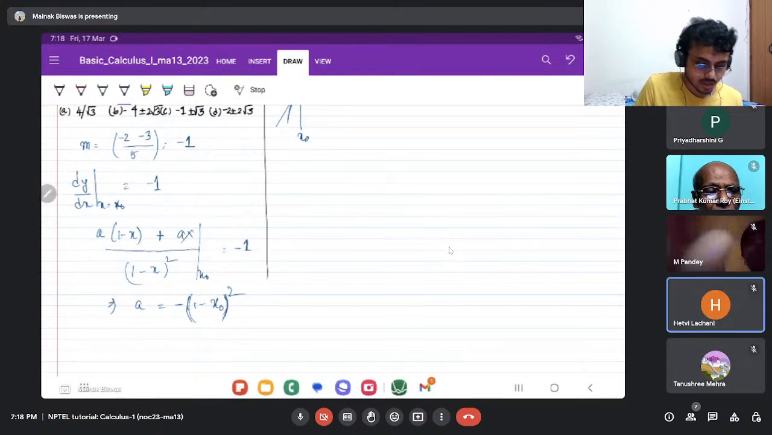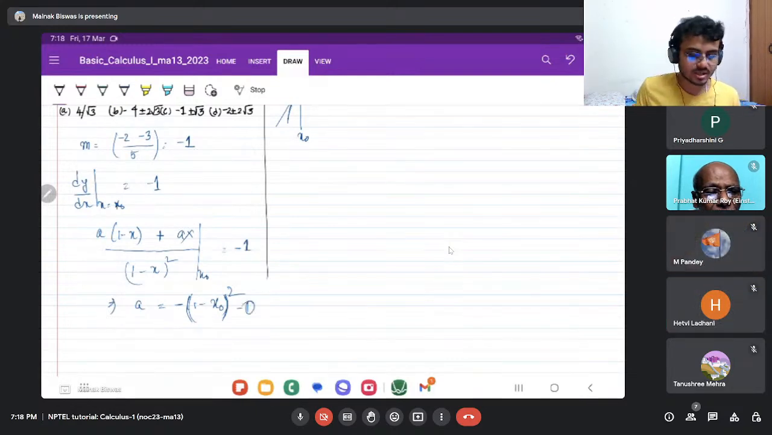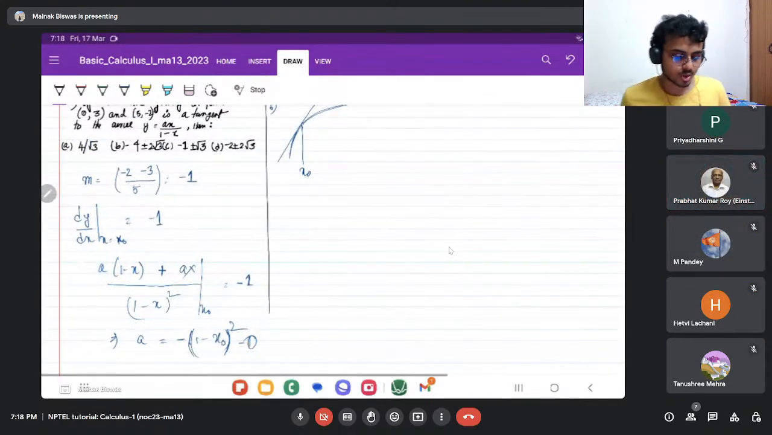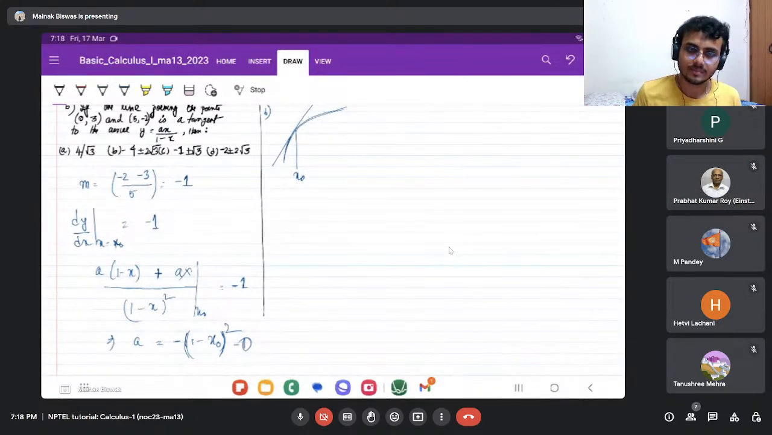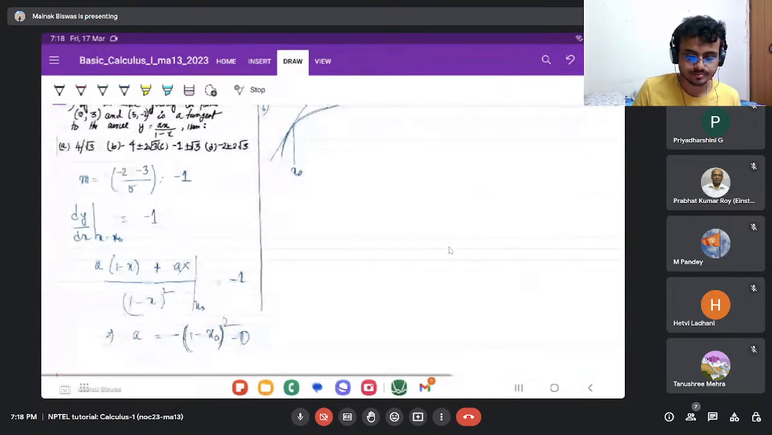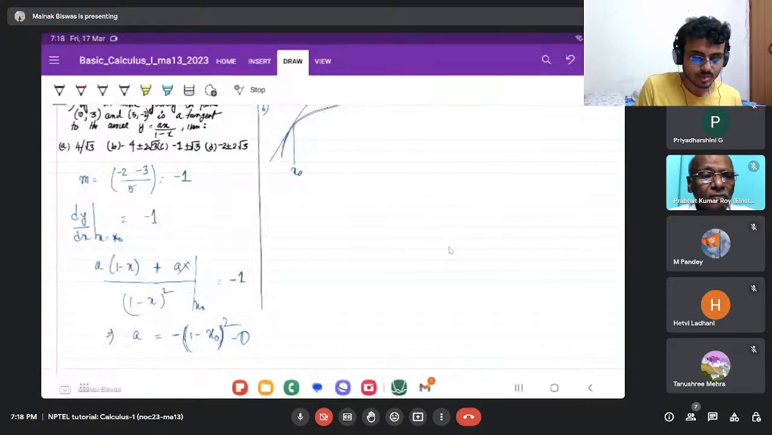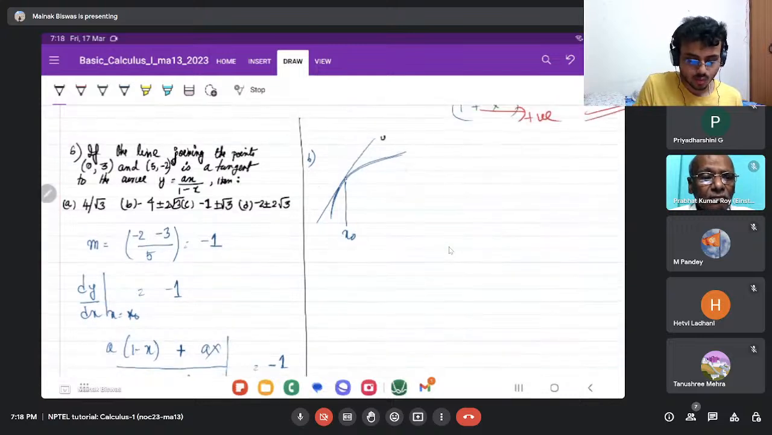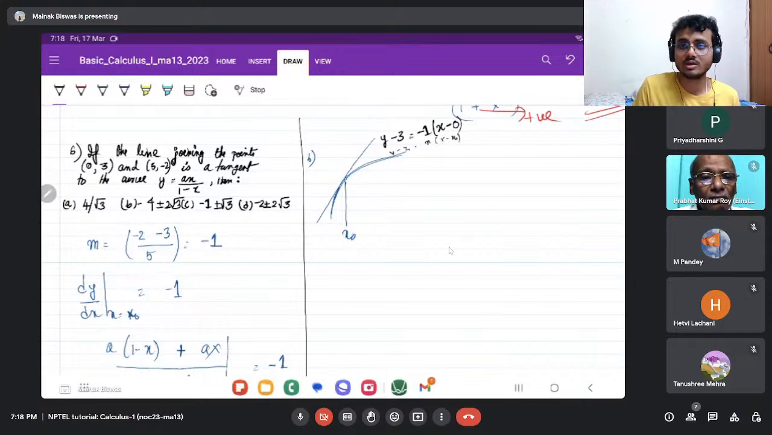Yes, sir. This is one equation. So for the second equation, what can you do? We can also do one thing, but that will keep it for the timing. So for the second equation, what should we do? What is the equation of the line? In our case, y minus 3 is equal to -1 into x, right? y minus y0 is equal to m into x minus x0. This is what I wrote.